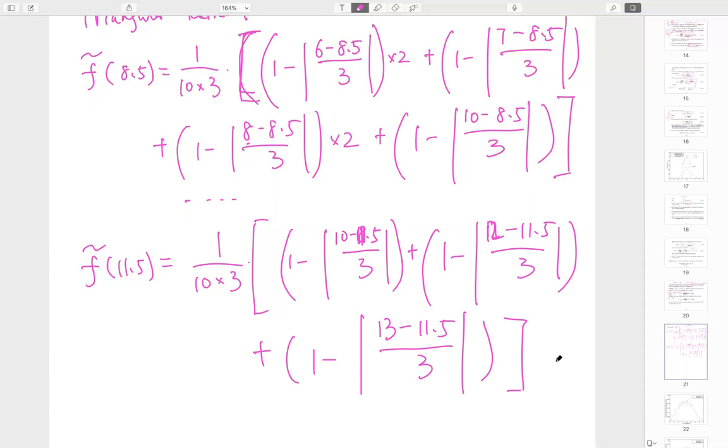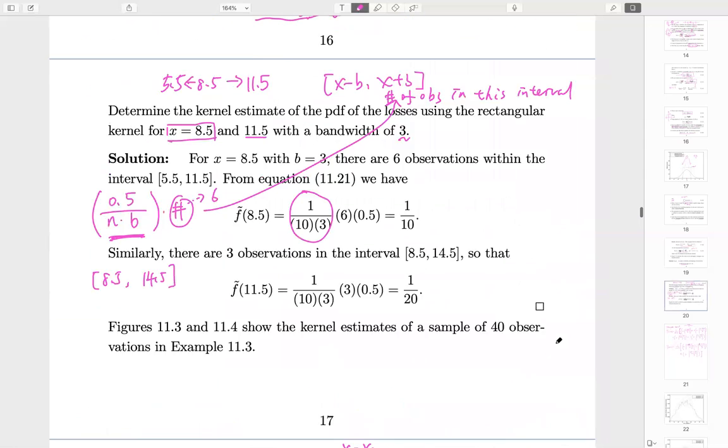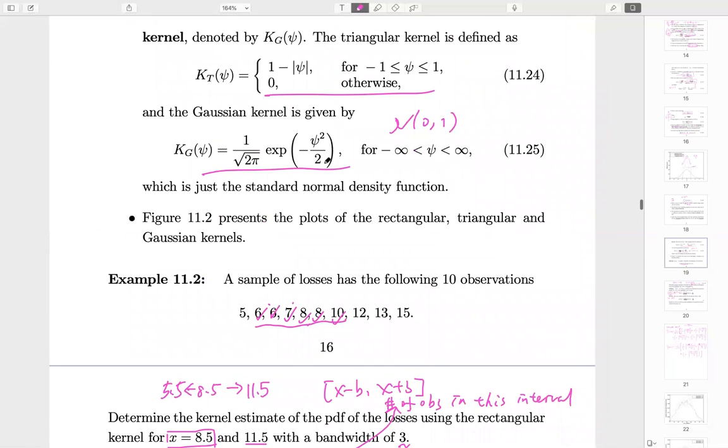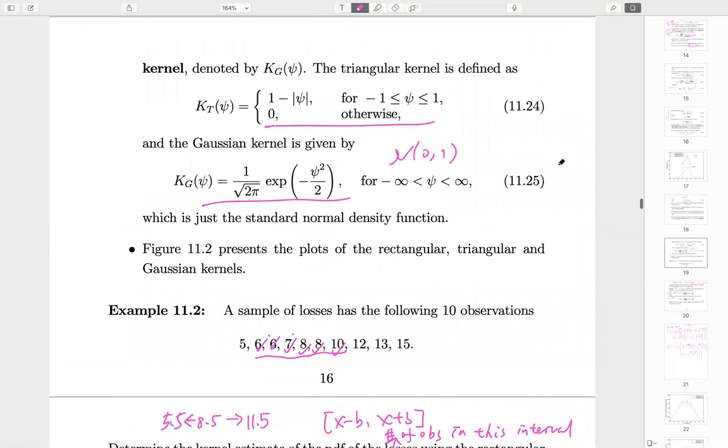Of course, we can also apply Gaussian kernel, but since Gaussian kernel, we don't know how to exactly get all the values. I mean, technically you can. It's just more complicated. So basically, for Gaussian, you will need to use R, MATLAB, or any computing software to do the work. Okay.